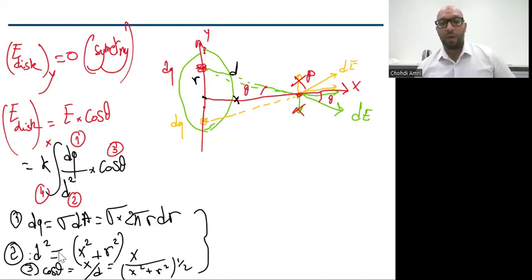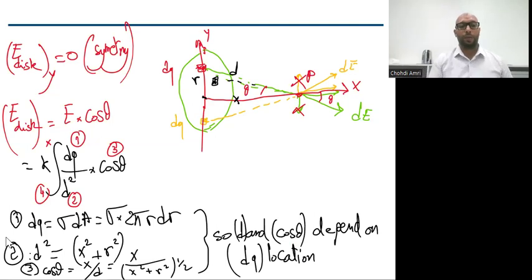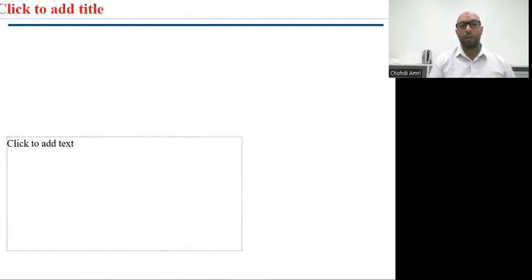As we discussed before, d and cosine depend on the location. If we take another location of dq, the distance r will change, the distance d will change, and cosine will change. So d and cosine theta depend on dq location, so they cannot be considered as constant. Let's try to figure out our integration.